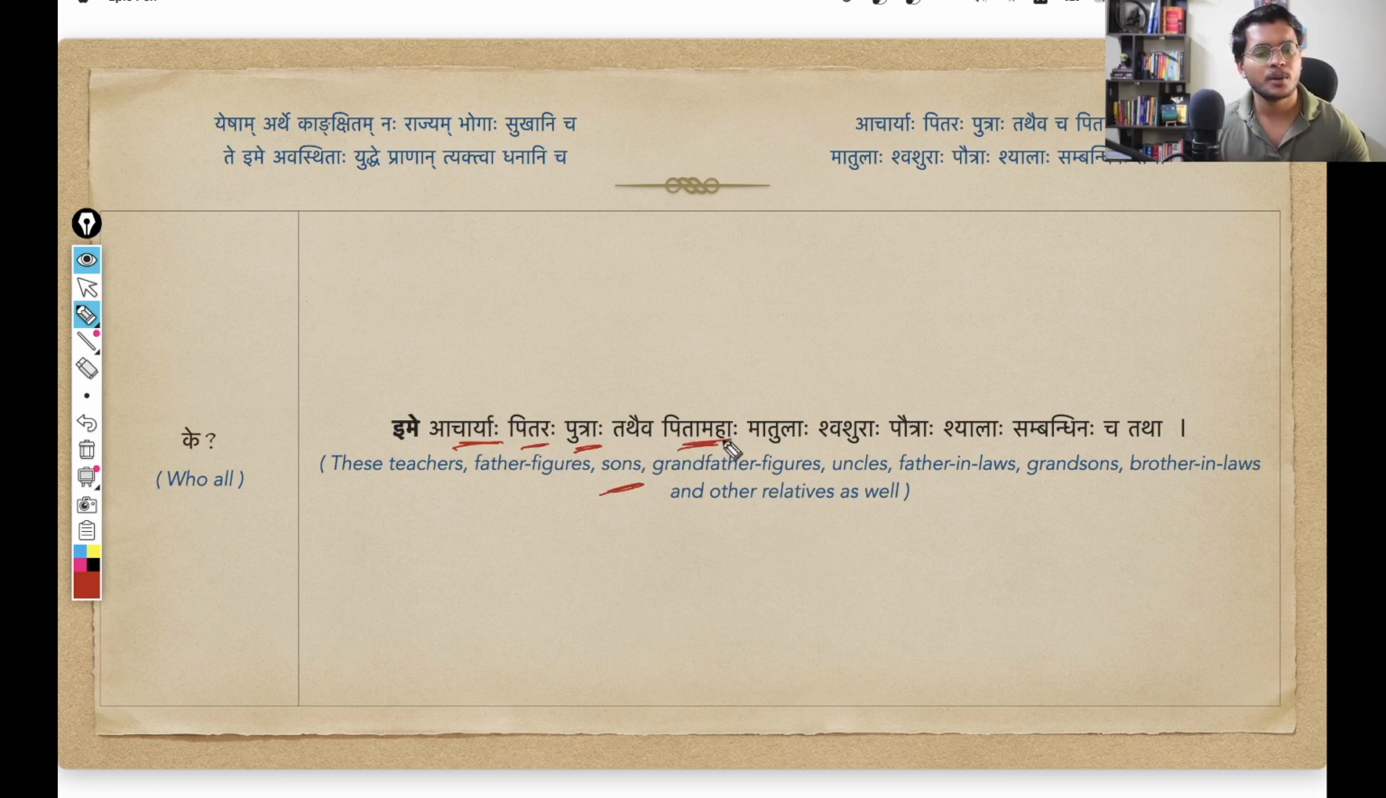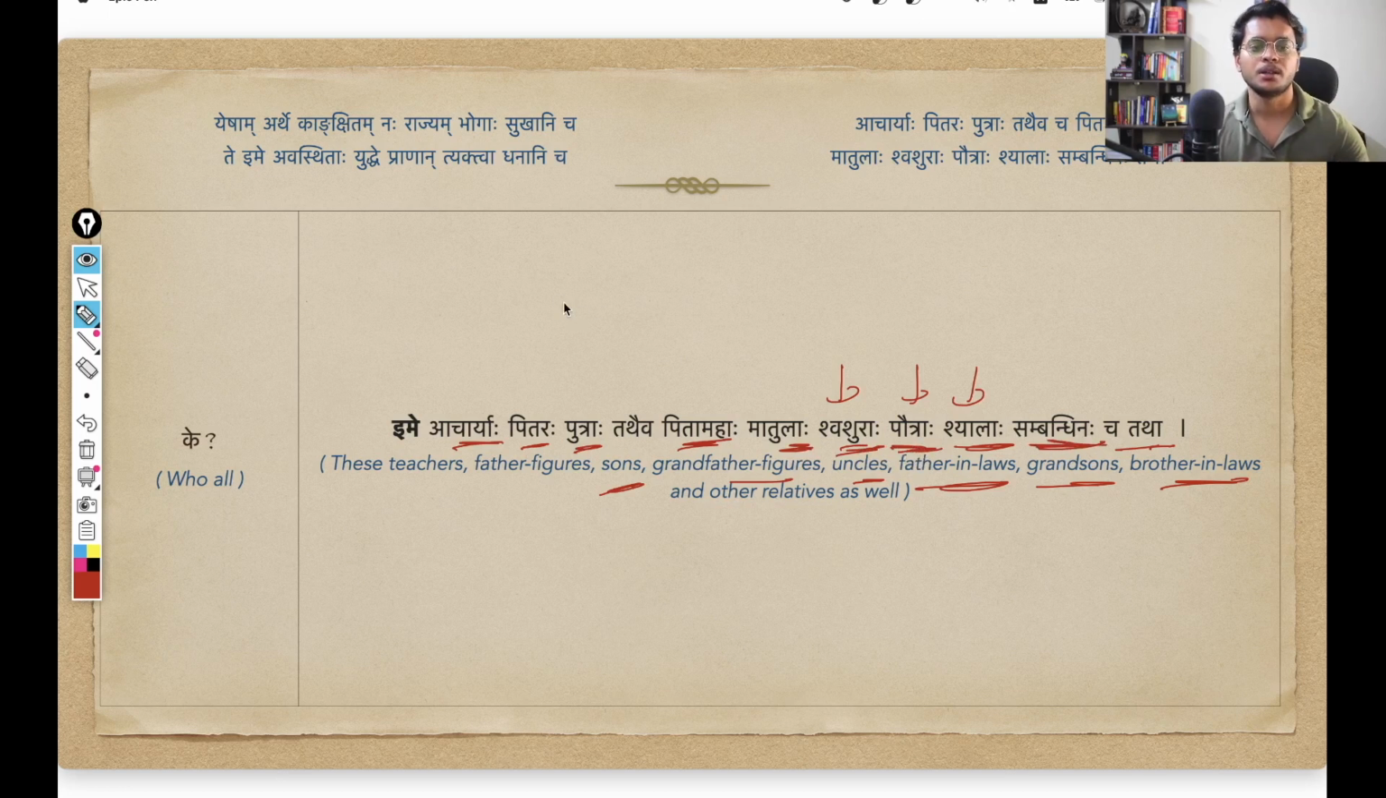Then you have pitamaha, grandfather figures. Matulaha, uncles. Shvashuraha, father-in-laws. Pautraha, grandsons. Shyalaha, brother-in-laws. And Sambandhinaha as well, referring in general to all other relatives. All these words, the pratipadik is very easy to find out, right? Just as Ram changes into Ramaha, same. Matul, Matulaha. Shwashur, Shwashuraha. Pautra, that means grandson, Pautraha. So many plural people.